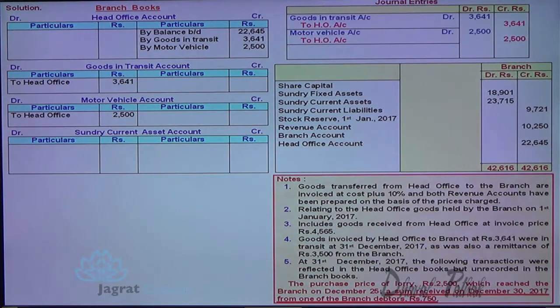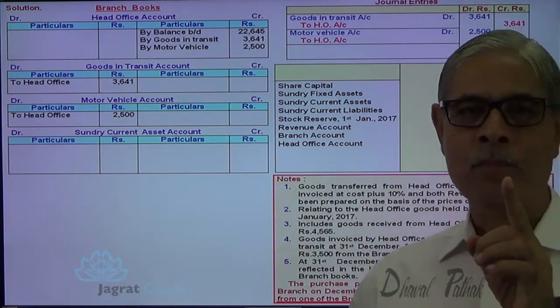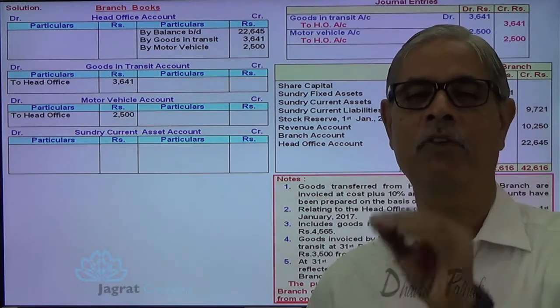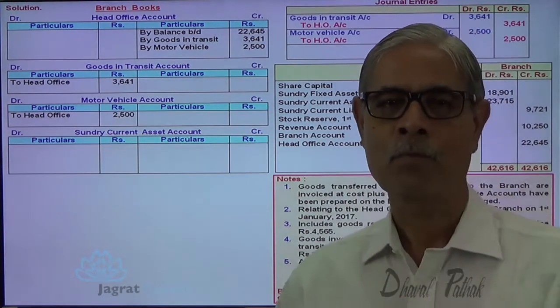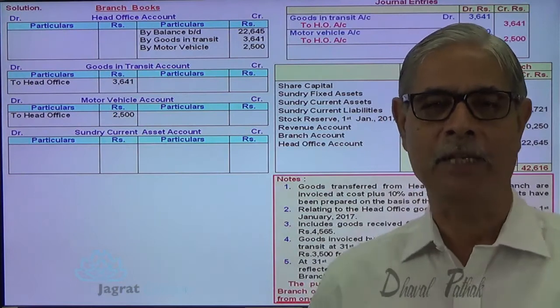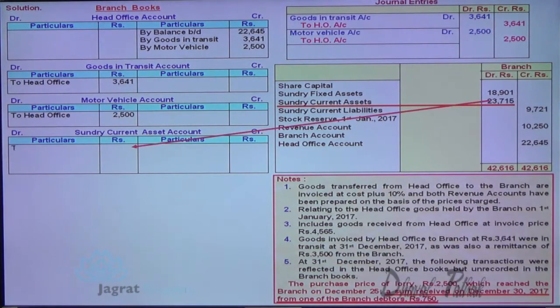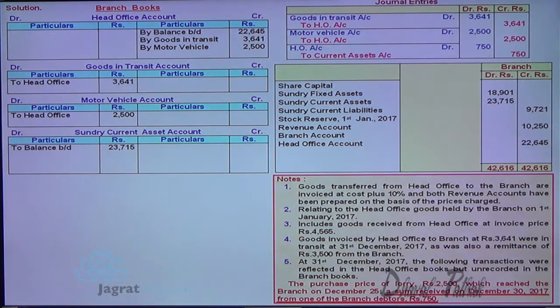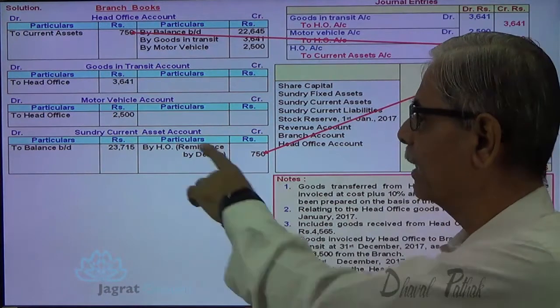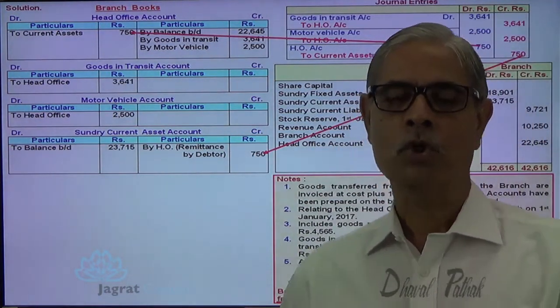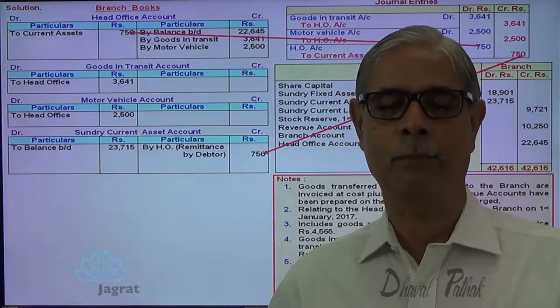Now, amount received from the debtors. Debtors are a part of current assets. So the effect to the debtors account will be identified in the current assets account. Now the amount is collected by the HO from the debtor. HO is the receiver. Debit the receiver. HO account debit to current assets account credit. So current assets opening balance I have recorded. So HO account is debited and current assets account is to be credited, remittance by the debtors. So three adjustment entries I wanted to record in the books of branch.